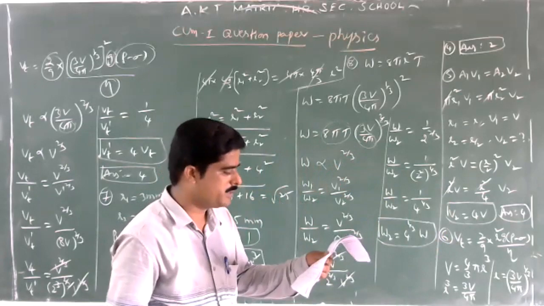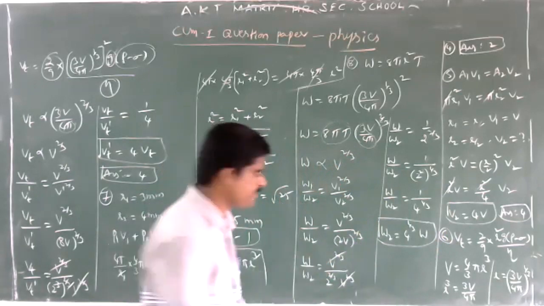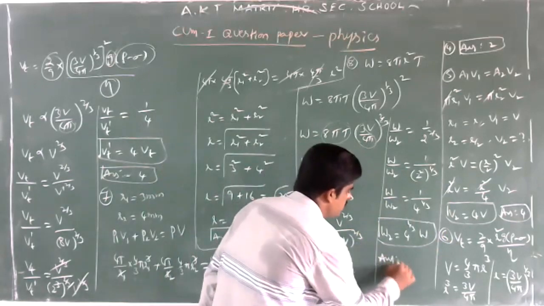So which option is correct for 8%? Fourth option. So for 8% also the fourth option is correct.